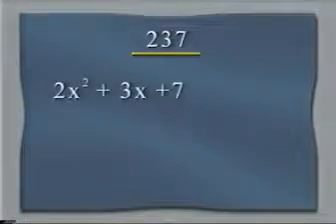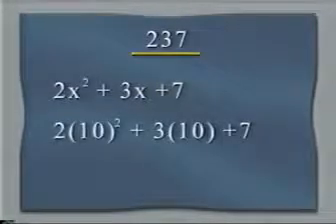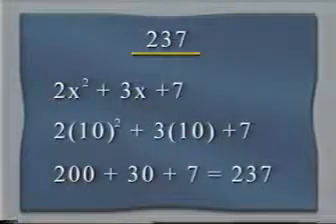237 is a simple number, but if we looked at the polynomial 2x squared plus 3x plus 7, in my mind, they are the same. In fact, if you allow x to be 10, 2x squared plus 3x plus 7 is indeed 237.